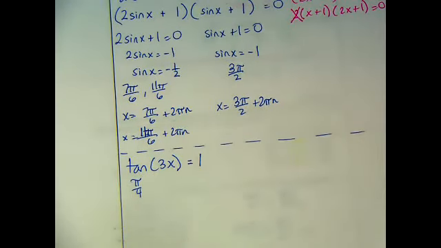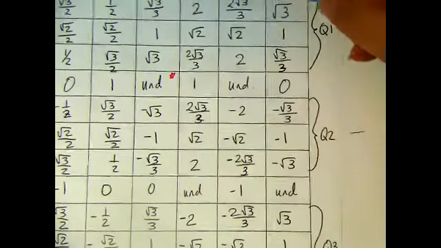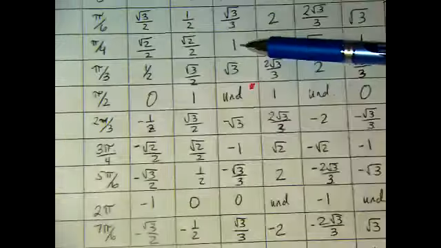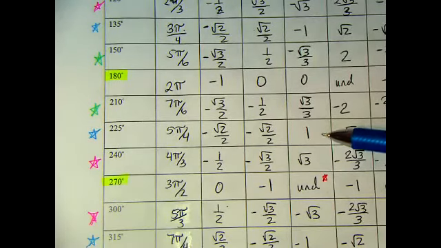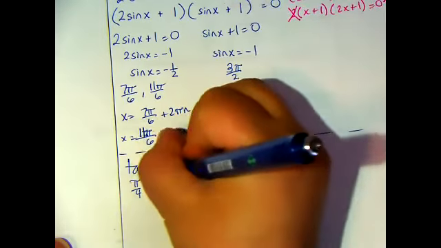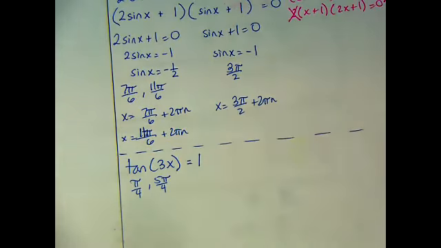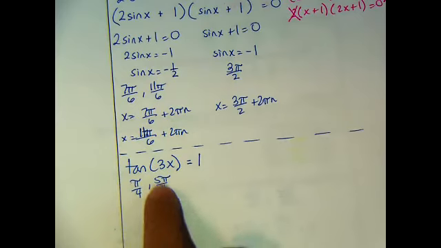Okay, and I'm literally looking at my trig chart for this one because tangent is not on my unit circle. So tangent is 1 at pi over 4, and it does 1 again at 5 pi over 4. So I have pi over 4 and I have 5 pi over 4. Okay, so how does this help me? You have to be careful here because this does not mean that x is equal to pi over 4 and 5 pi over 4.